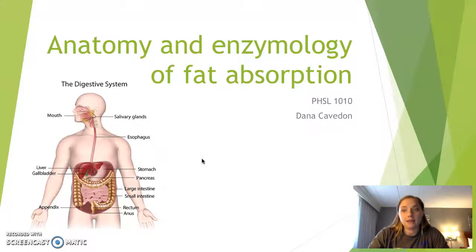So here I have a picture of the overall digestive system, all of the organs that are a part of the digestive tract. It starts in the oral cavity, also known as the mouth, and it moves on to the GI tract, which includes the esophagus, into the stomach, from the stomach into the small intestine, and then the large intestine, and then feces are secreted out of the rectum to the anus.